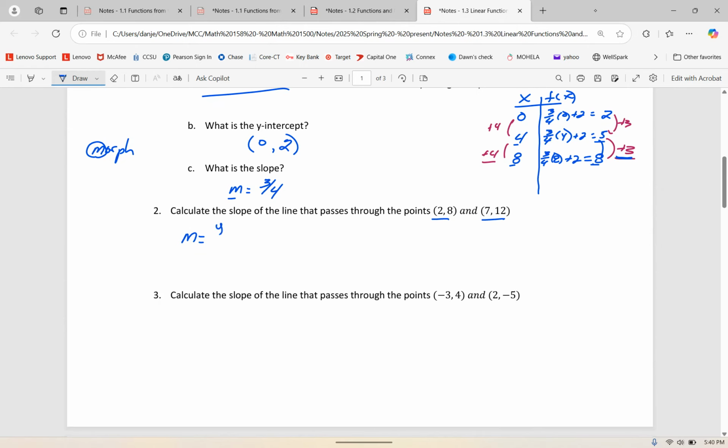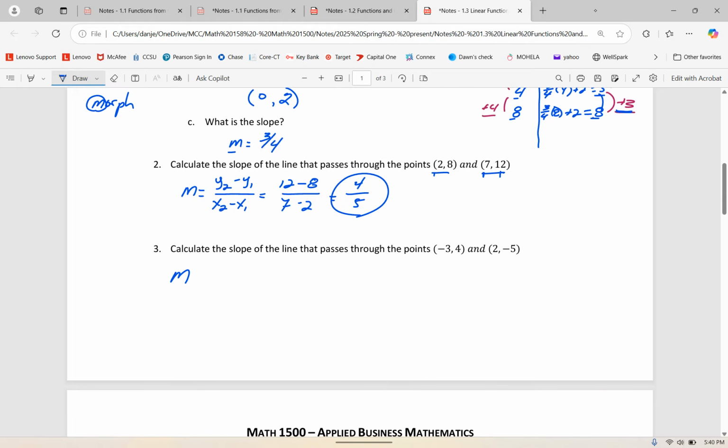For my slope, I'm going to subtract my y values in my numerator and subtract x values in the denominator. I have the difference in the y's divided by the difference of the x's, and they need to line up. So my second y value is 12. My first y value is 8. So the numerator for my slope is 12 minus 8. My x values are 7 and 2, so 7 minus 2. 12 minus 8 is 4. 7 minus 2 is 5. My slope is 4/5. I do the same thing every time regardless of the signs. Slope is the difference of the y values divided by the difference of the x values in the same order.